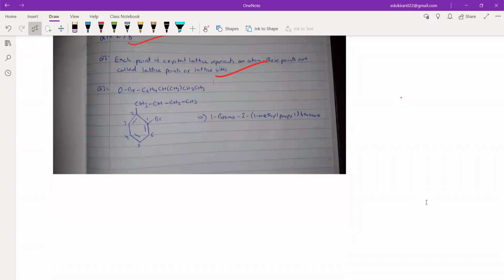So this is OBR, that is ortho. In the ortho position, there is a bromine group. And then we have C6H4, that is benzene, obviously. Then we have CHCH3.